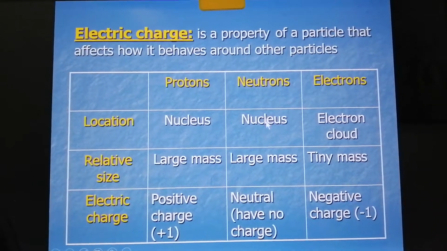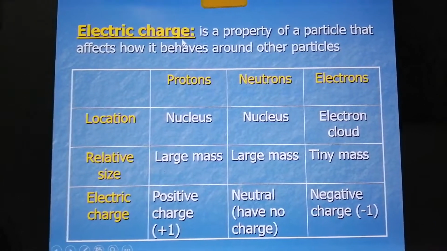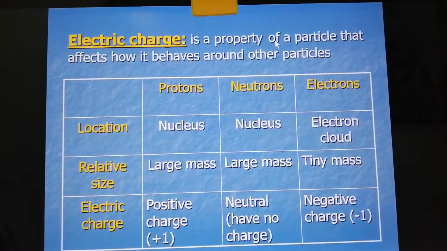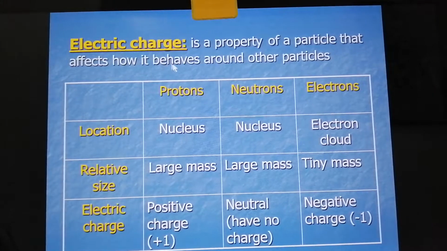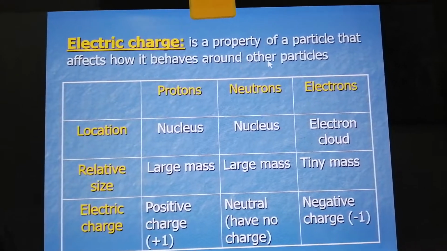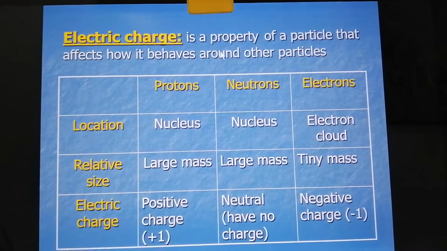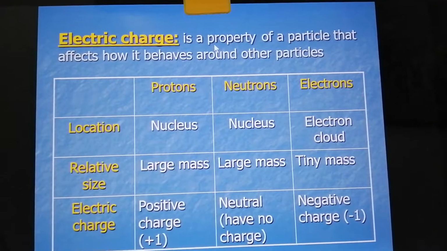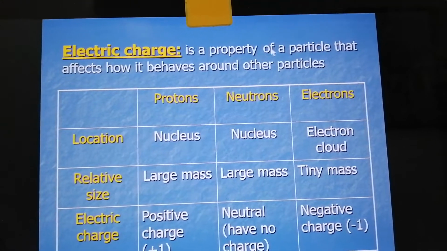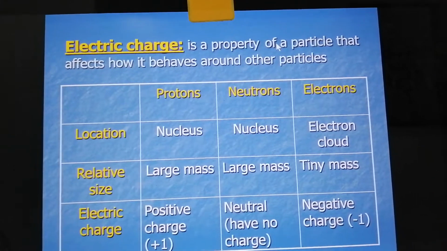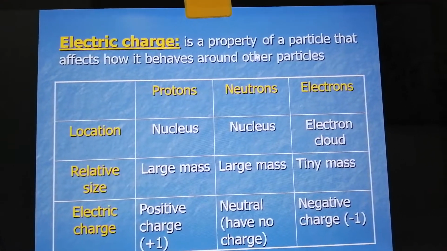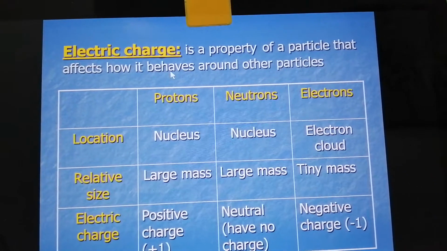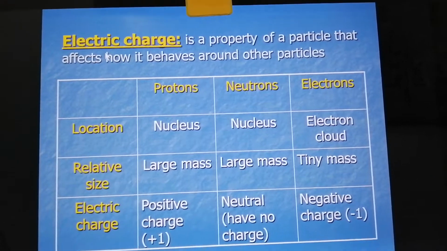What is the meaning of electric charge? The electric charge is a property of a particle that affects how it behaves around other particles. This means that it is a property or a description of the particles, how it behaves to the other particles. Will it behave positively or behave negatively? We call this electric charge.